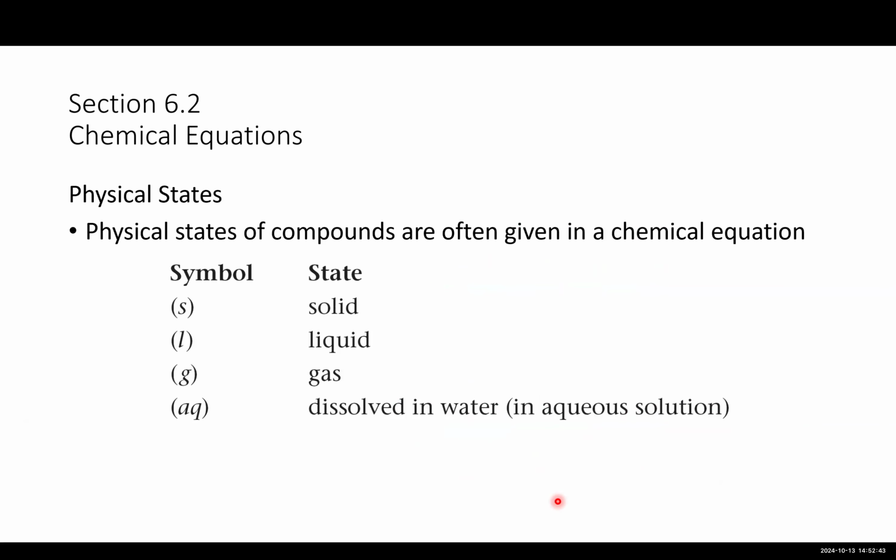Also, when you're writing the chemical equation, you can express the physical state. So in parentheses, s is solid, l is liquid, g is gas. aq means in aqueous solution, so dissolved in the water. Typically, we use it for salts because, for instance, when you put sodium chloride into the water, it will be separated as a cation, which is the positively charged ion, and an anion. So sodium as a cation, Na+, and chlorine as Cl-, in aqueous solution.